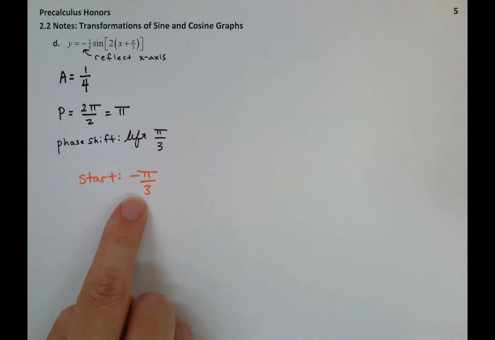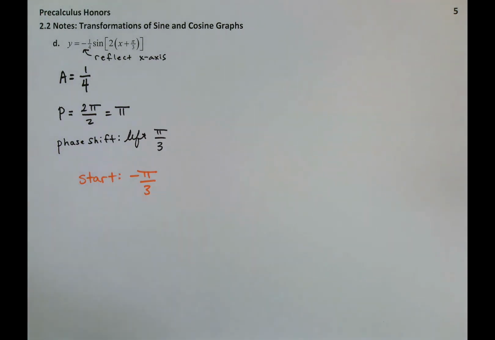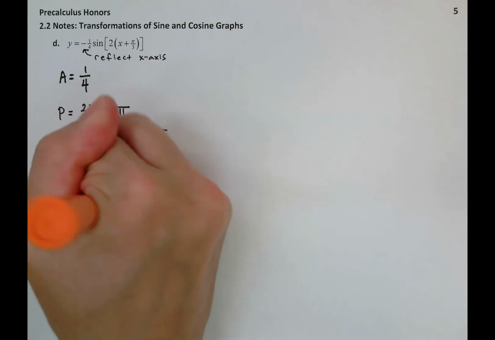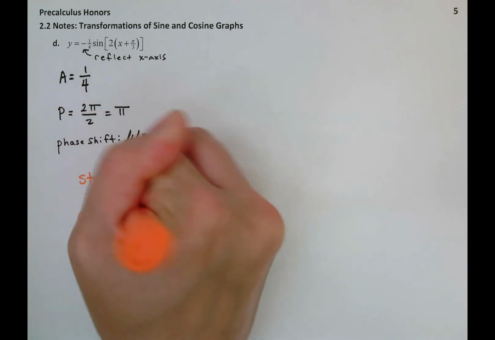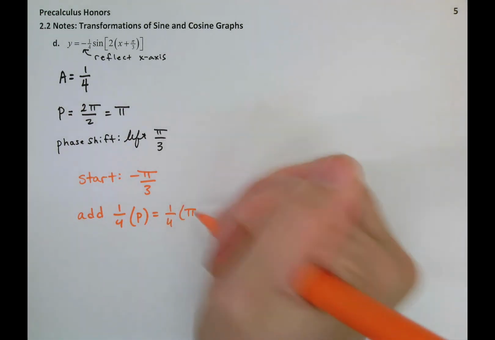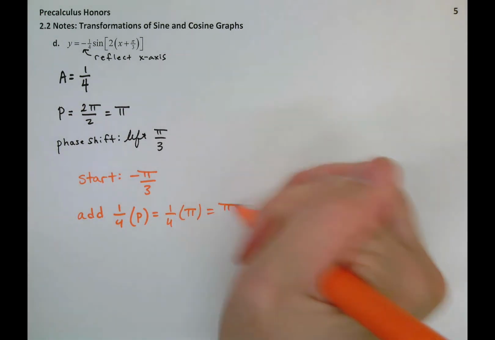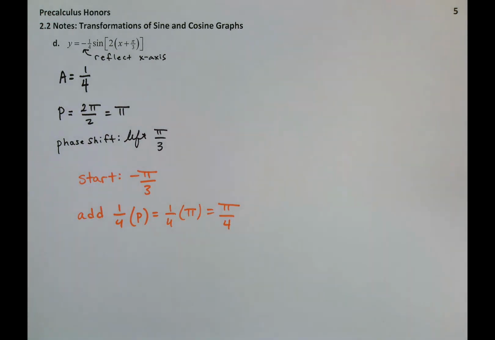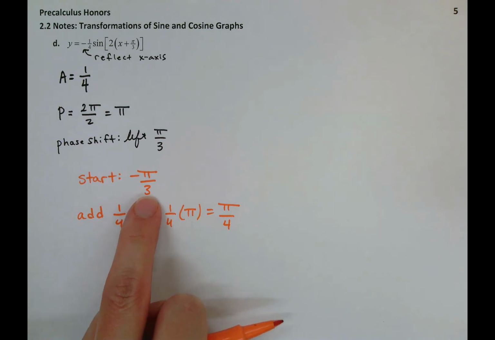But I want to make sure that we get these points correct, and this is where we get a little bit of difficulty in drawing our tick marks. So I'm starting at negative pi over 3, and remember, to get those 5 tick marks, you want to add 1/4 of the period. Well, 1/4 of the period is 1/4 of pi. So I want to be adding pi over 4. And I want to add pi over 4 times until I get to my ending point.